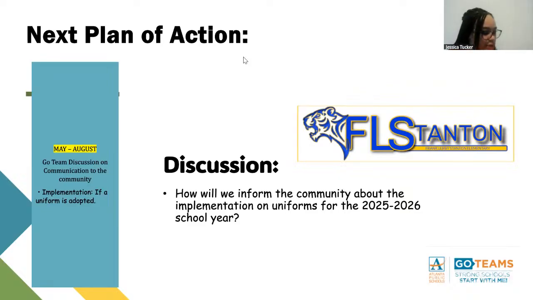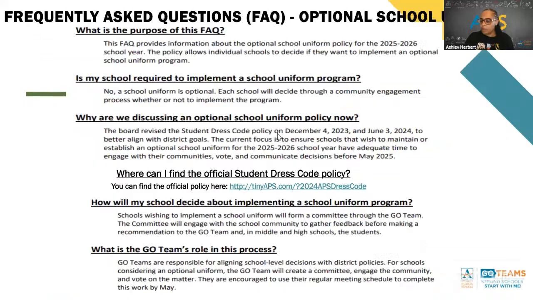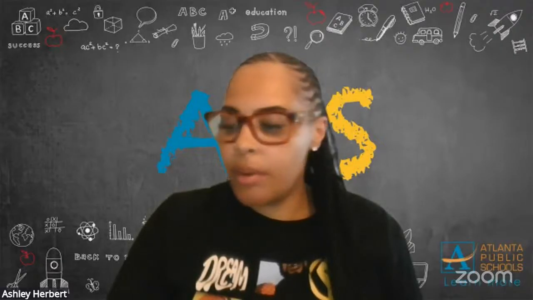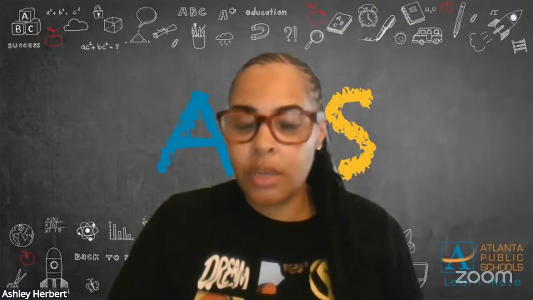All right, Miss Herbert, do you have anything else for us? Not at this moment. I just have the first round. We're going to inform the community about the uniforms via robocall, flyers, and passing out flyers at the community center. In the second round, we're going to inform the community about where to buy the uniforms and our partners as well.